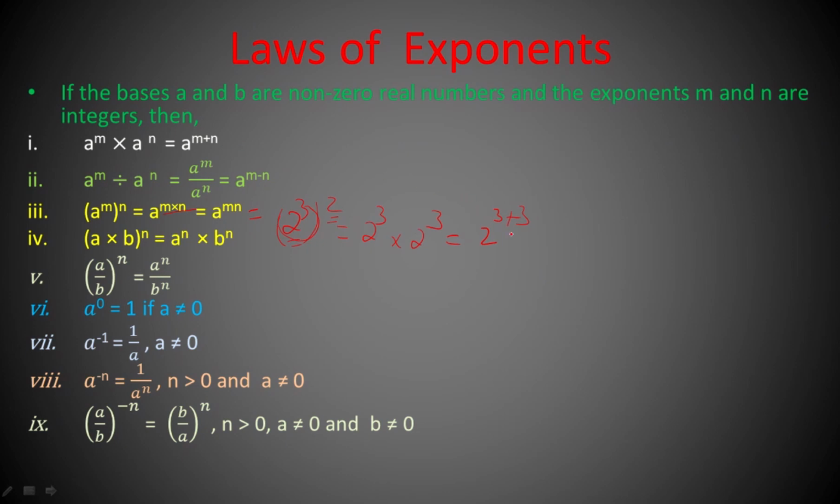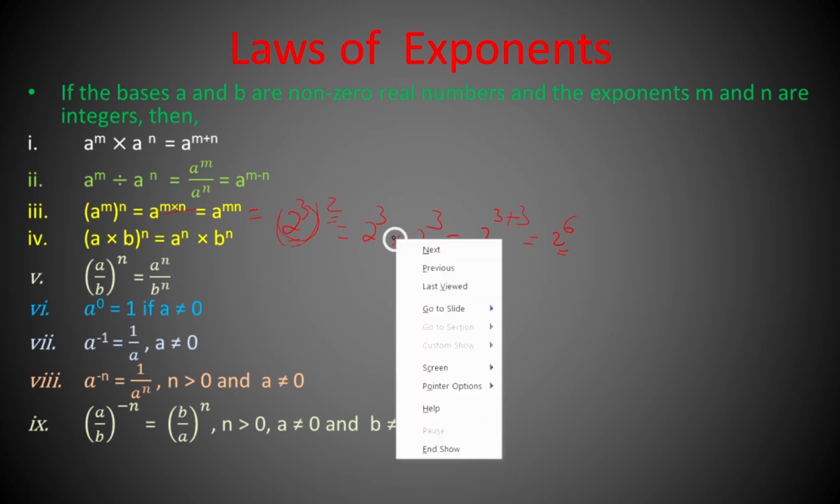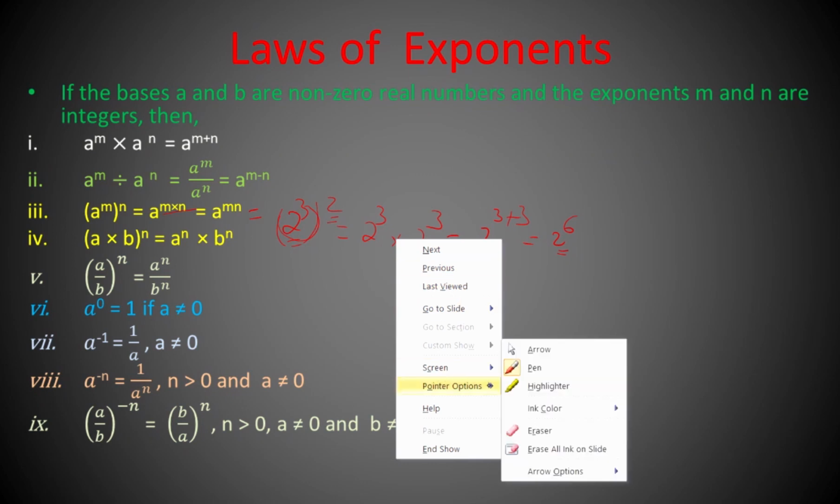Okay, this rule can be written as a to the power of 6, or in short, this means 3 times 2 is 6, simply to the power of 6. This is another way of the properties of exponents.